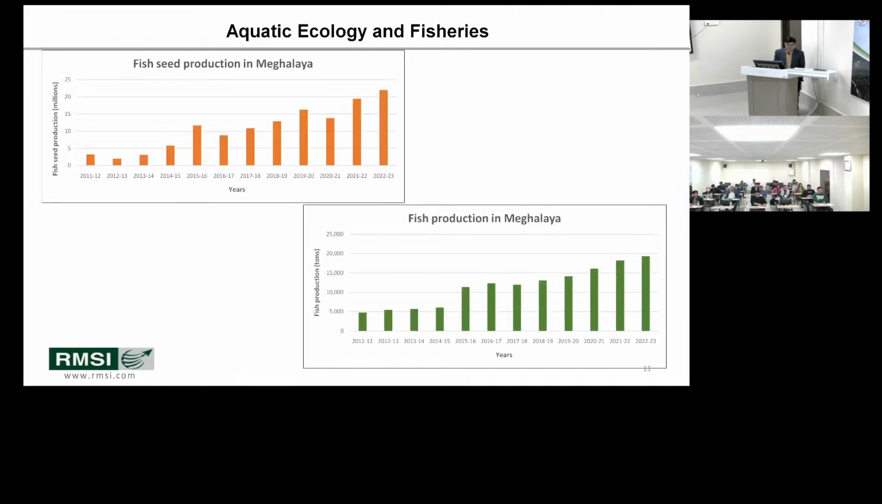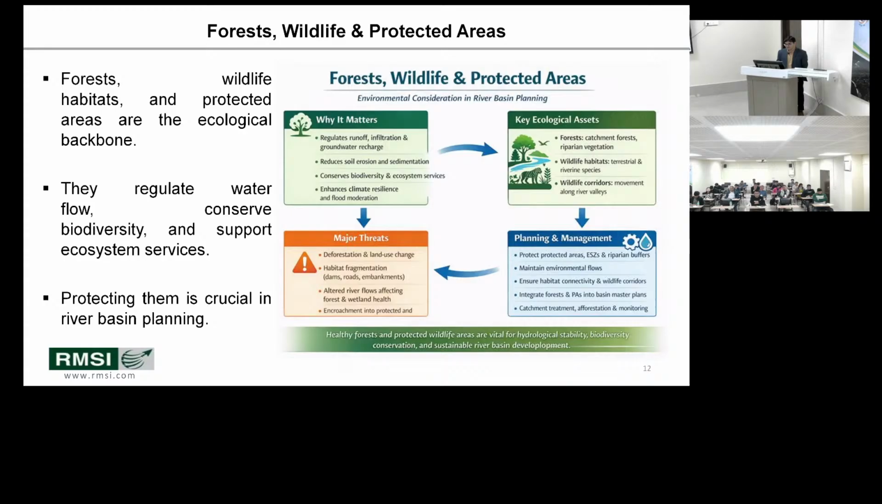A few examples: we have received some data from the departments and state government agencies on fish production, their seed production as well as the production in tons, and how they are changing over the years. We have seen that in Meghalaya, though this varies region by region and district by district, overall for the entire state these are increasing in numbers. This is a good part, because we are maintaining a healthy ecosystem as far as fish production is concerned.